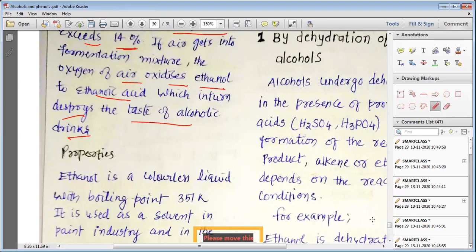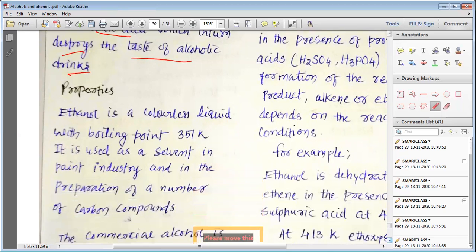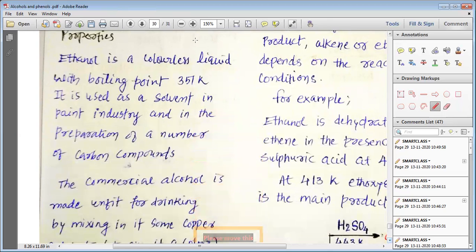Now, my dear students, we are going to study the various properties of ethanol. Ethanol is a colorless liquid. It has a boiling point of 351 Kelvin. Now we will study the uses.